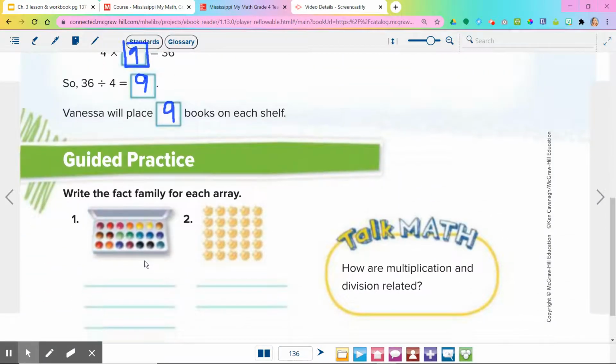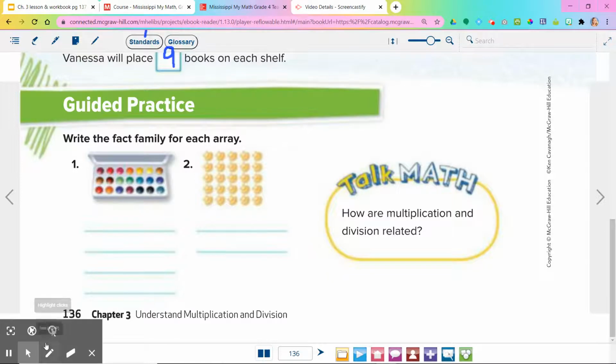All right, so let's scroll down and look at our 2 examples right here. Write a fact family for each array. The first step is to count our arrays. So let's go across and up and down on our paint palette here. 1, 2, 3, 4, 5, 6, 7. So I have 7 on top. 1, 2, 3, and remember I still have to count this corner one, 3 on the side. So now I have my 2 numbers for my fact family, and I know if I multiply them, I will find out how many colors there are in all here.